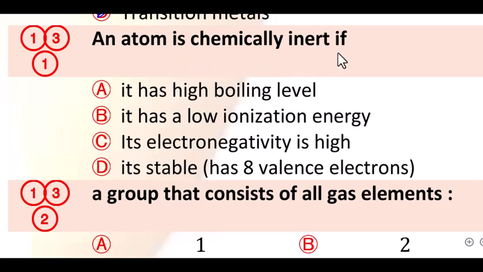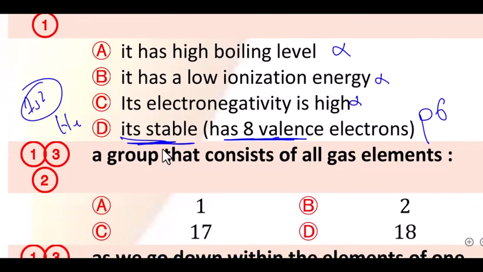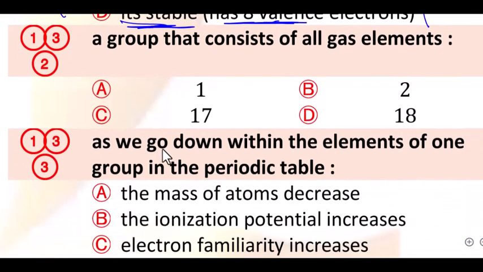An atom is chemically inert if it has a high boiling point? No, it has low ionization energy? No, electronegativity is high? It is stable, it has 8 valence electrons. P is occupied with 6 electrons, except helium, helium is 1s2. So the atom, according to the octet rule, tends to be more stable. A group that consists of all gases is only group number 18: helium, neon, argon, krypton, xenon are inert gases.